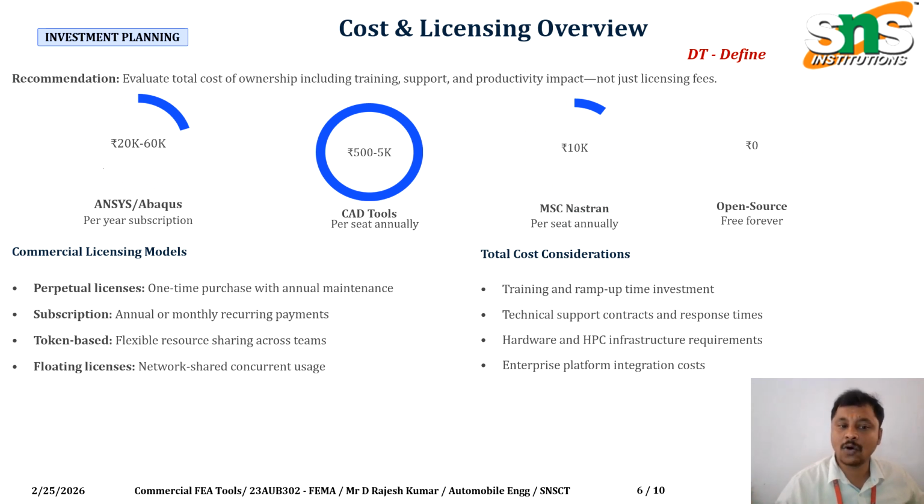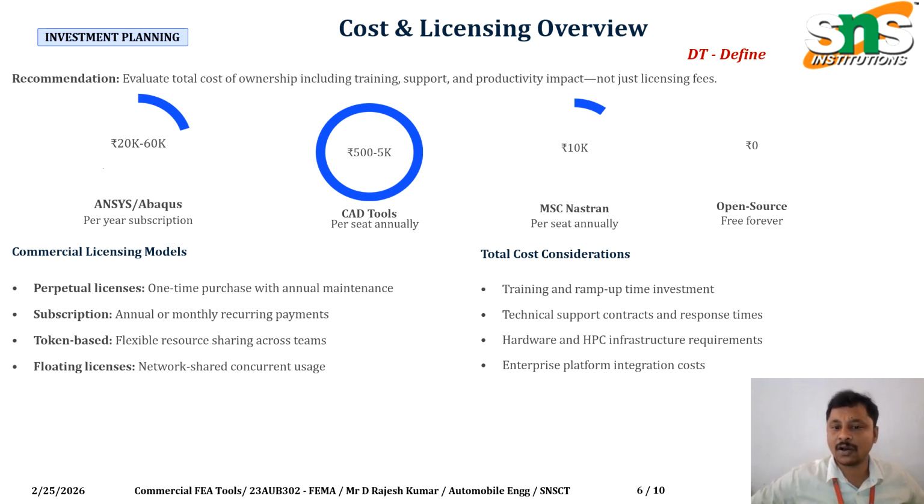So the next is token based. They are flexible resource sharing across teams, right? And floating license, so the network can be shared, so concurrent usage is also possible, which means all the engineers can be linked, and they can work on the same project, and through the user we can see the progress of the project. So that can be done using the commercial licensing models.